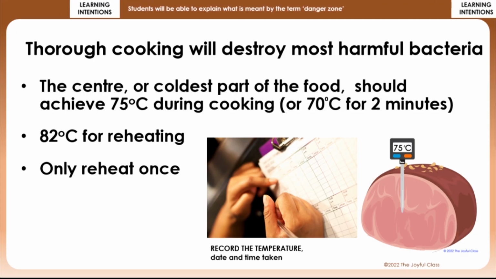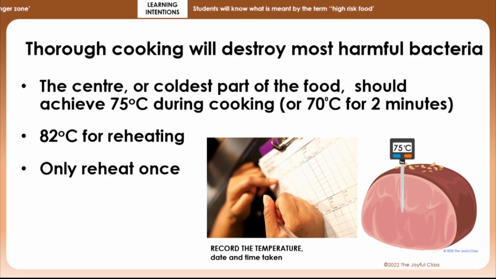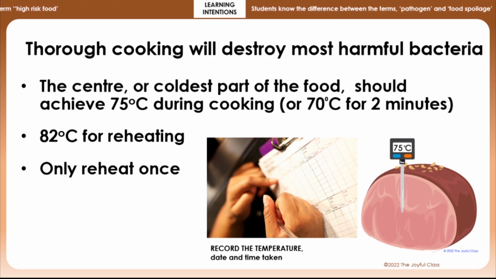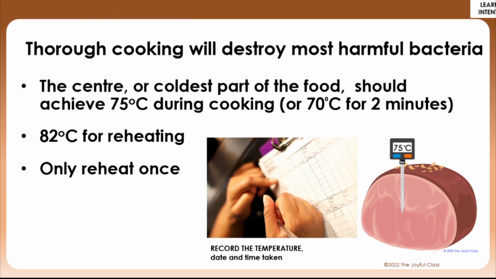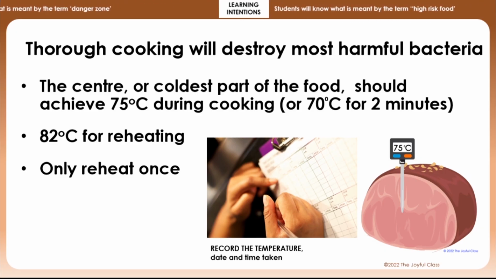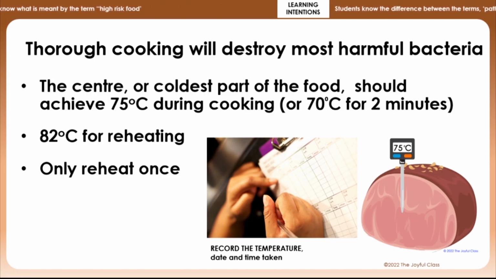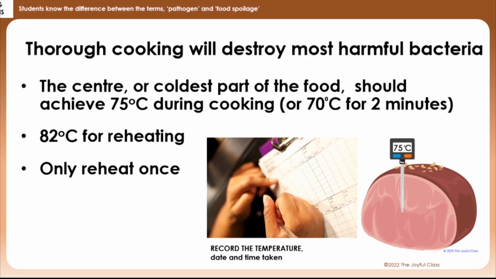Thorough cooking will destroy most harmful bacteria. The centre or the coldest part of the food should achieve 75 degrees during cooking, or if you're doing it for a slower one, 70 degrees centigrade for 2 minutes. If you're going to reheat food, it needs to be at 82 degrees centigrade or above, and you can only reheat food once. In the catering industry, you must record the temperatures and the times taken of all the food. This will give you a record which comes in handy if you have an environmental health inspection.